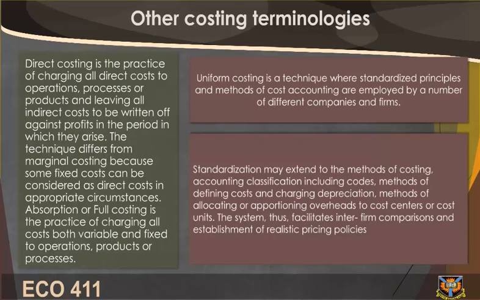Direct costing is the practice of charging all direct costs to operations, processes, or products, and leaving all indirect costs to be written off against profit in the period in which they arise. The technique differs from marginal costing because some fixed costs can be considered as direct costs in appropriate circumstances.